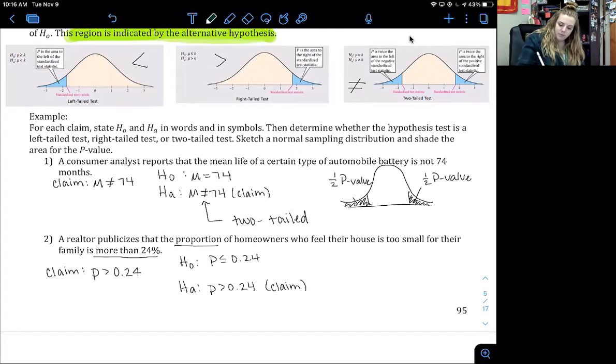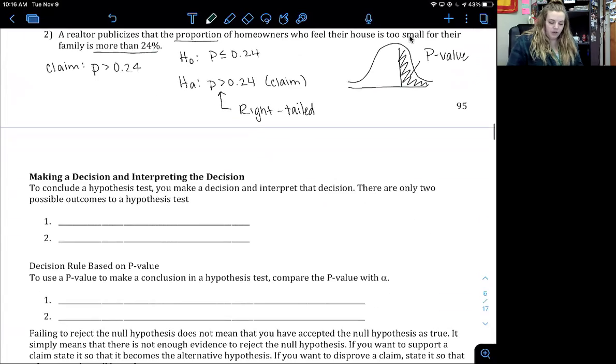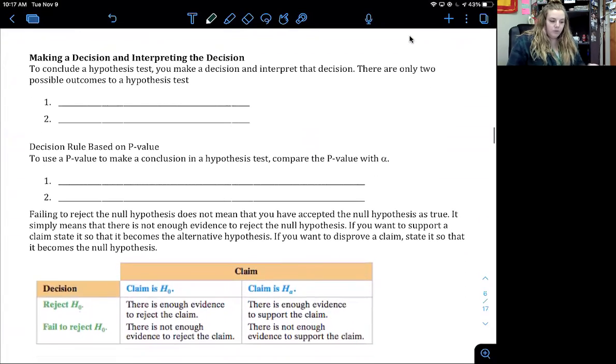Because of that greater than symbol, are we left-tailed, two-tailed, or right-tailed? Because it's pointing to the right, it is right-tailed. And then if we sketch our graph and our standard normal curve, we're going to shade the area to the right. And that shaded area is going to represent our p-value. Because there's only one, we don't need to divide it by 2. All right, so almost done.